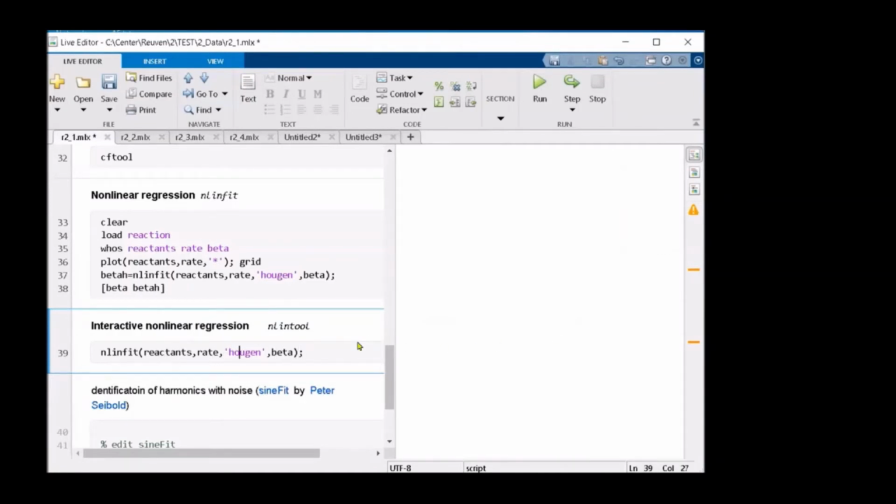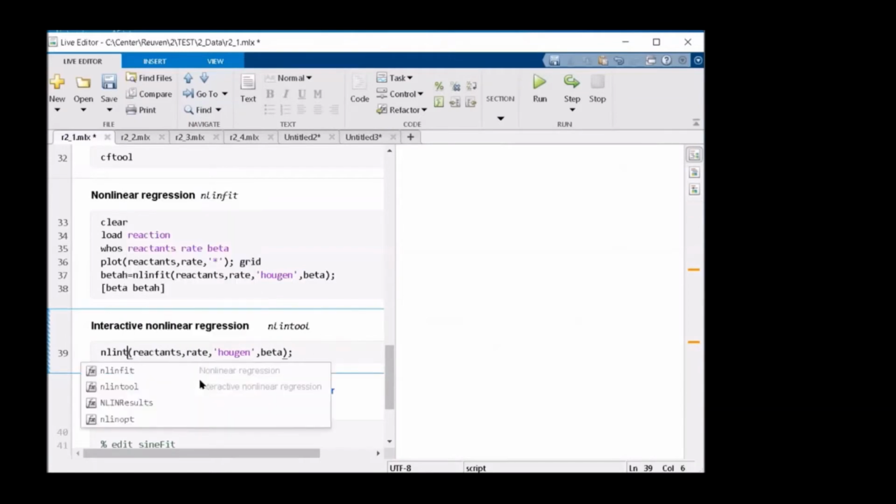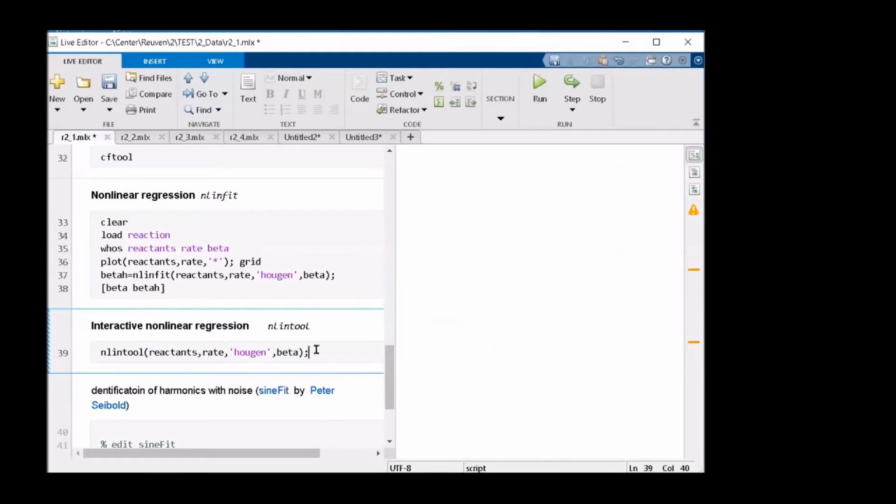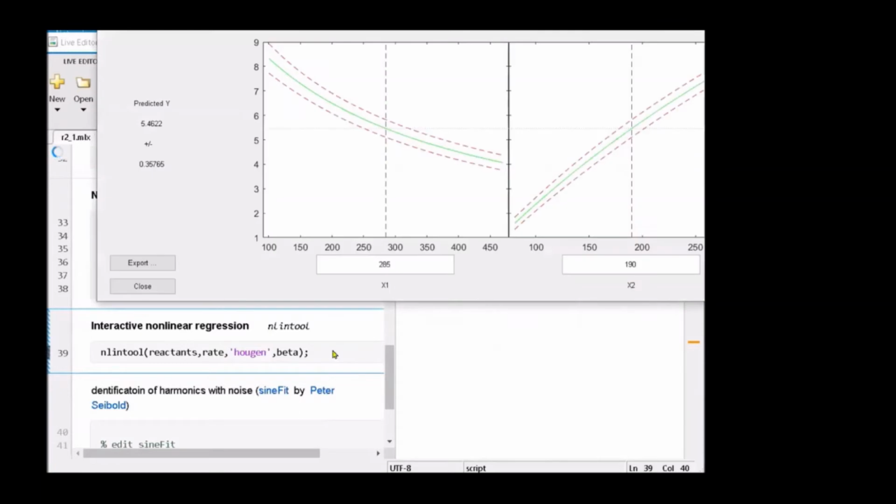Function beta, why doesn't it work? Maybe with my nonlinear fitting, reaction rate. It was my fault. This interactive tool is not fit, it's just the nonlinear tool. Sorry, it should be the nonlinear tool. This is the example. Let's start it.